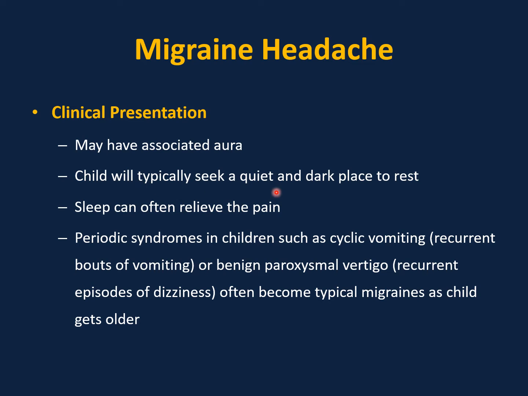A child typically seeks a quiet and dark room or dark area to rest. Sleep often relieves the pain. Also, you have to know that younger children may present with cyclic vomiting or a benign paroxysmal vertigo. Then eventually they will end up with typical migraine as they get older.